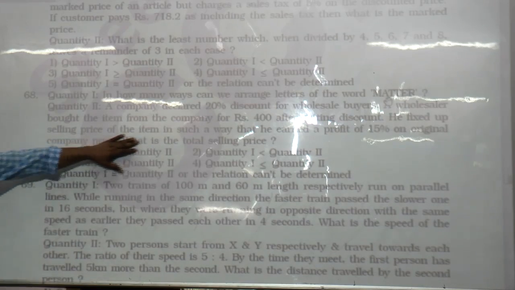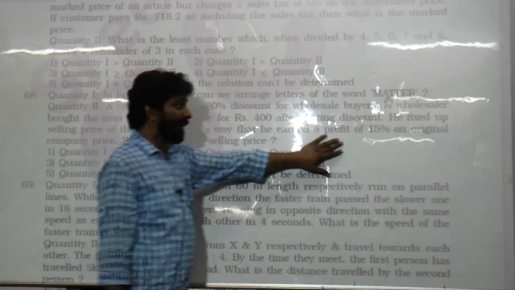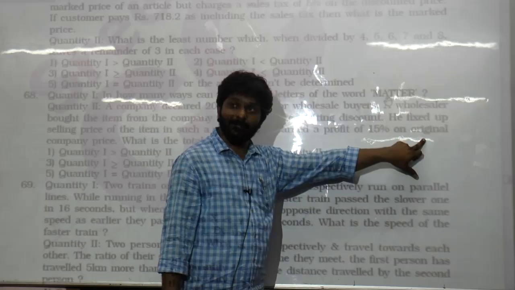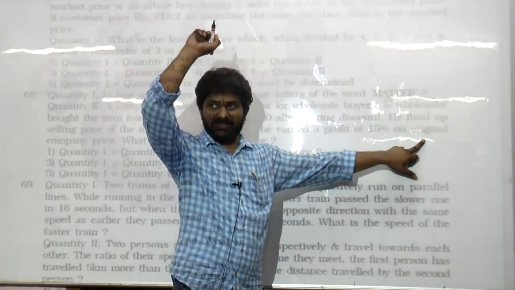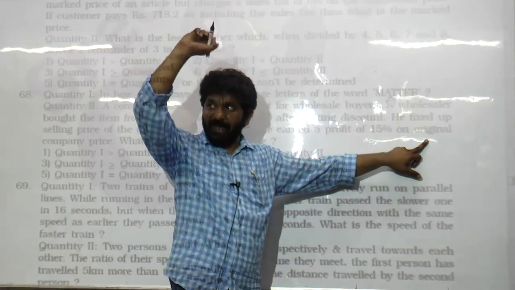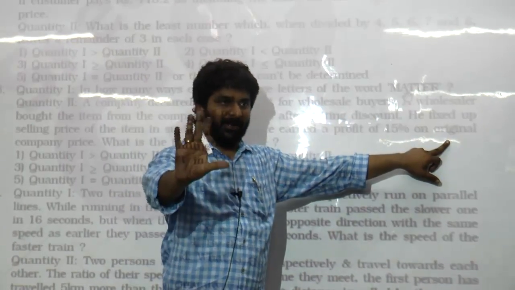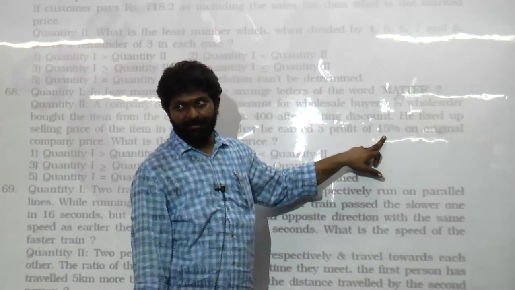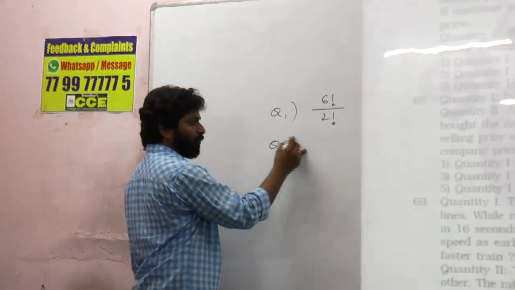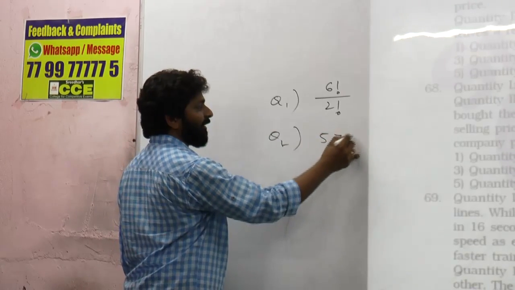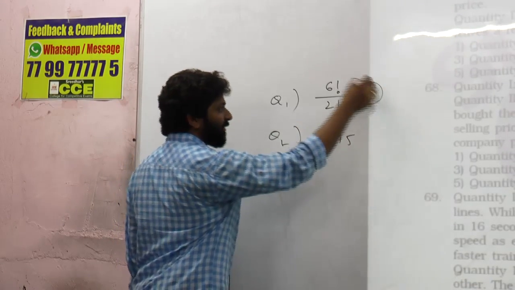Next, he fixed up the selling price of the item in such a way that he earned a profit of 15% on original price. What do you mean by original price? Market price, the actual number. How much is that? 500. On 500 he is expecting 15% profit. 10% of 500? 50. 5%? 25. Total 75. So now what is total selling price? Quantity 2. 575. This is definitely less than 575.